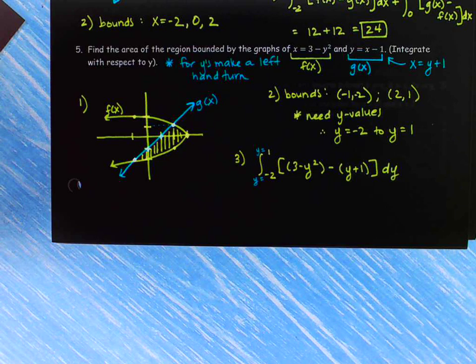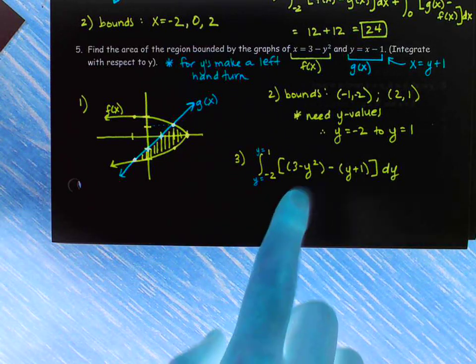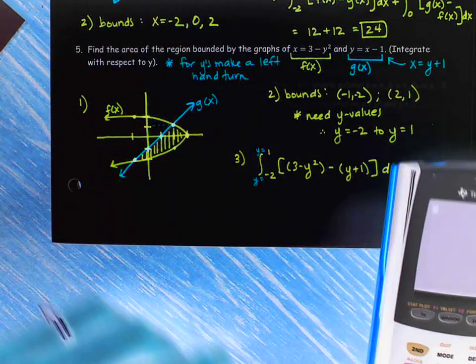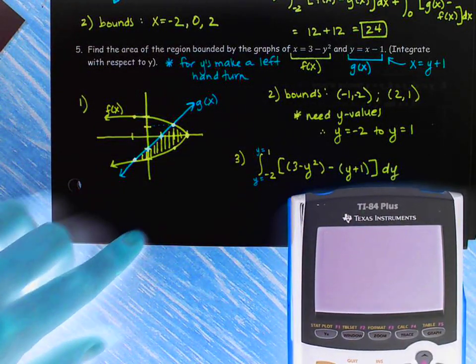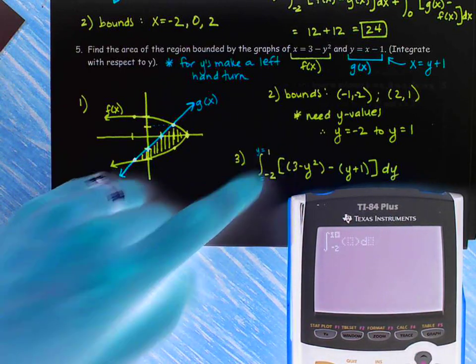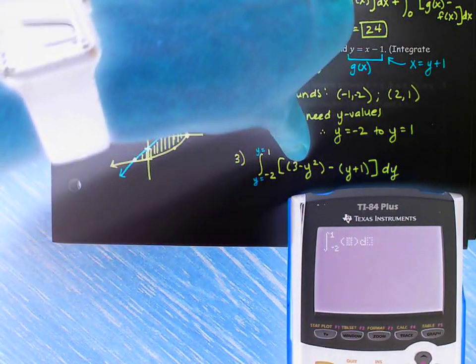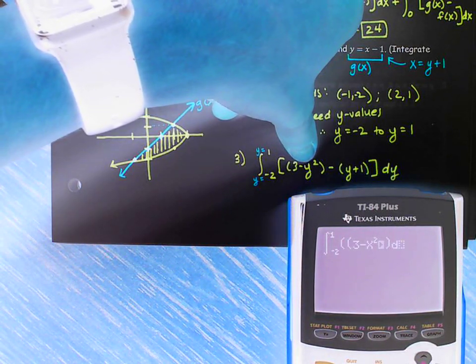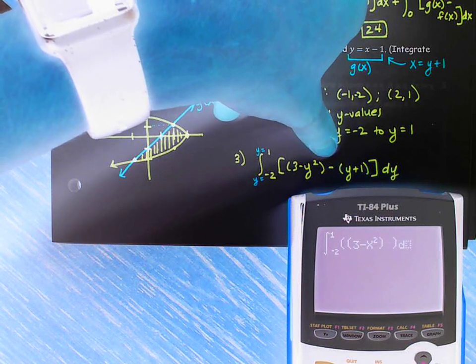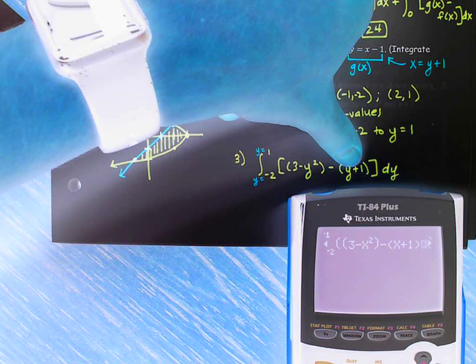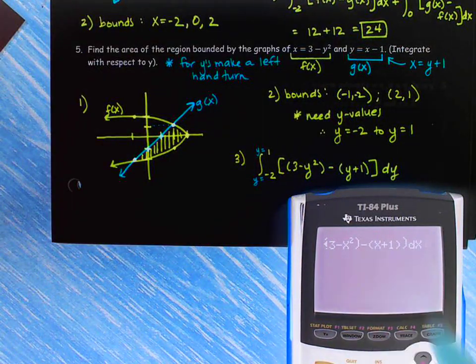Now this is something we certainly could solve by hand, but we can plug that into our calculator. So I'm going to do that real fast. You guys can see that there. So I'm going to go math 9. I'm going from -2 to 1. Now my calculator isn't going to let me do with y, so I am going to type this in with x's. X plus 1, close my parentheses, and then I would put a dx because I have x terms here. And that should give me my answer of 4.5.